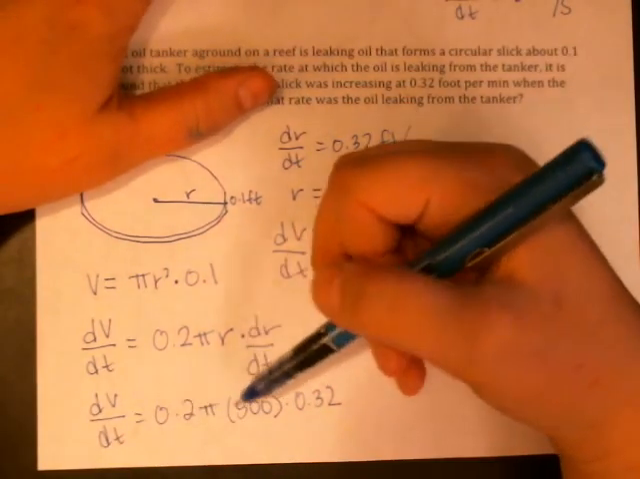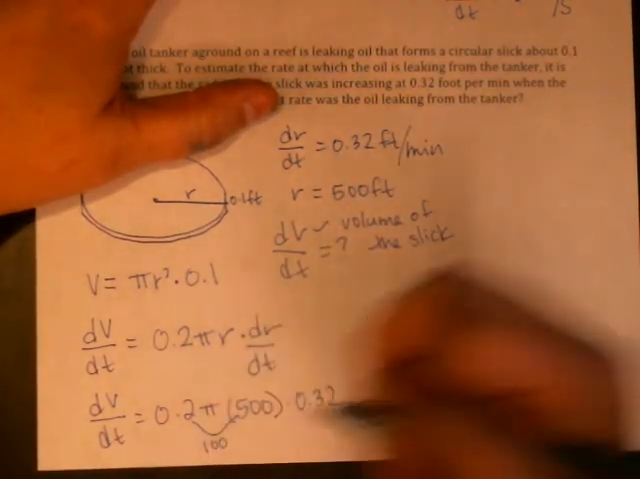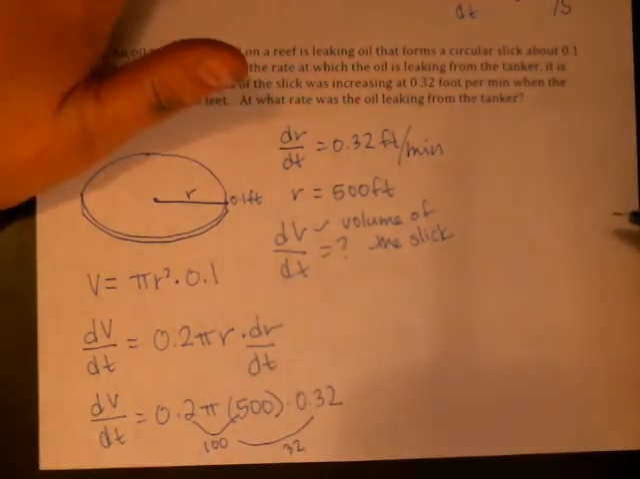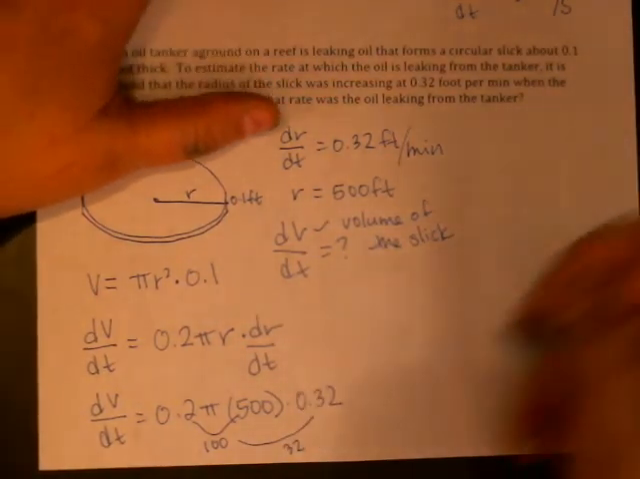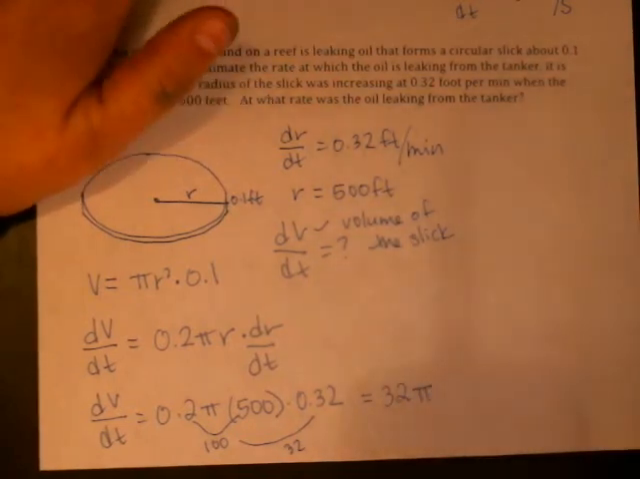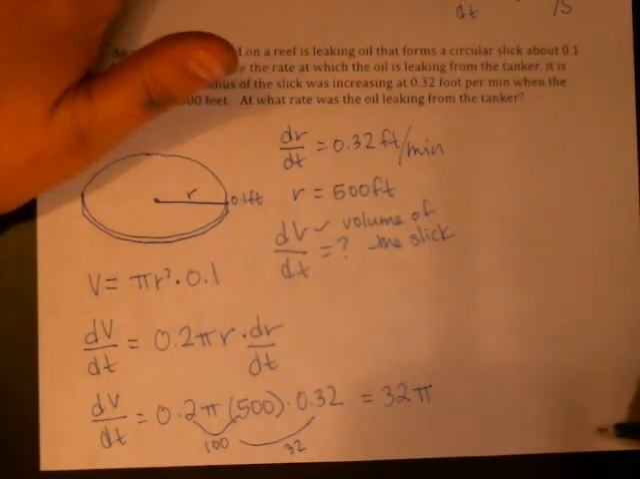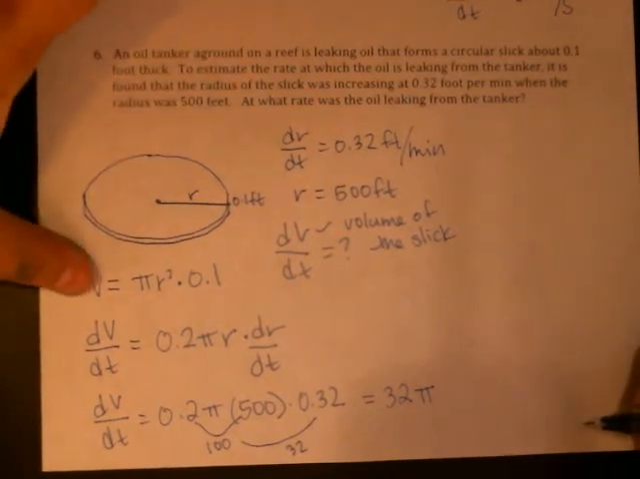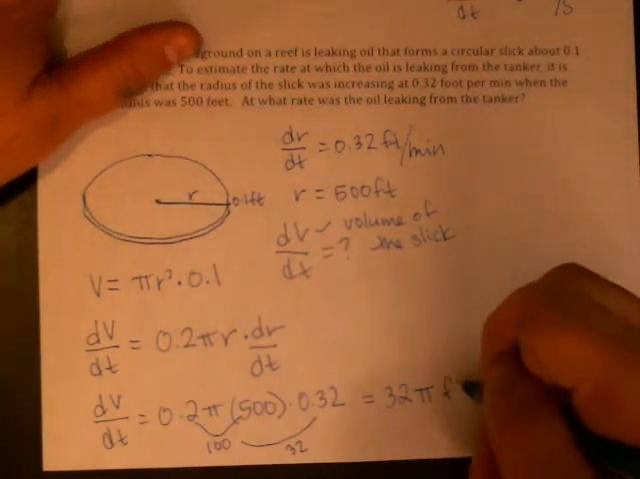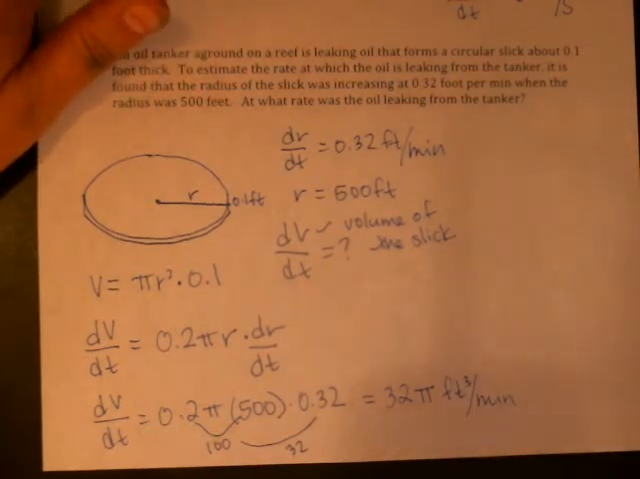Okay, let's see if I can keep up my lazy calculating. 0.2 is 1/5, so we get 1/5 times 500, so that's a 100. 100 times 0.32 is 32, so I'm seeing that dV/dt, you guys can recheck me and fix my number if I'm wrong, is 32 pi. This was the volume of the oil slick, so this should be cubic feet per minute. Volume should be in cubic feet.